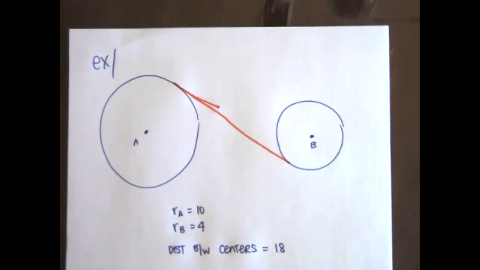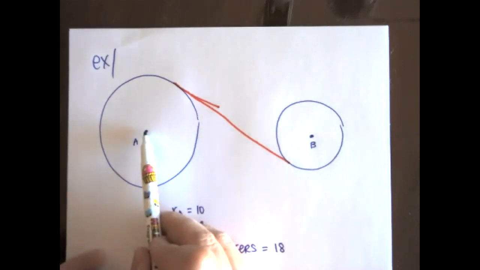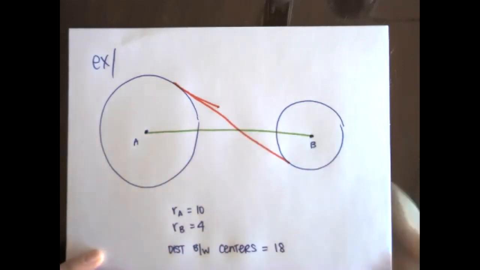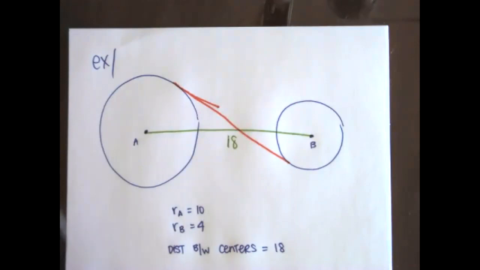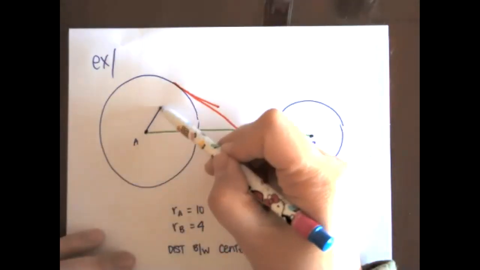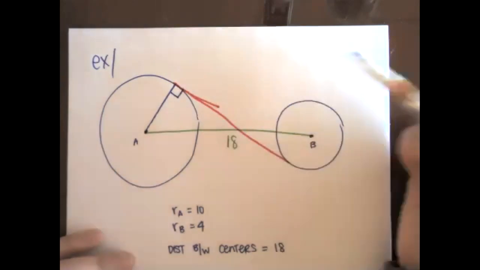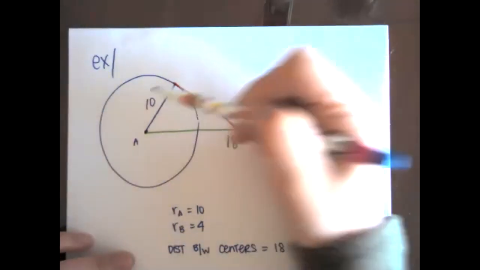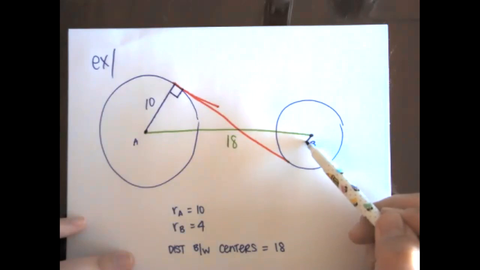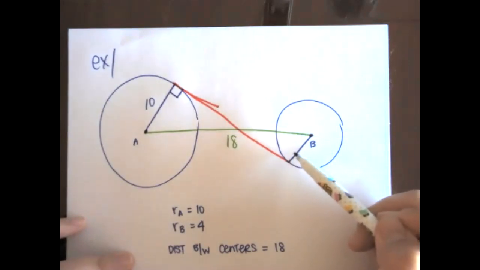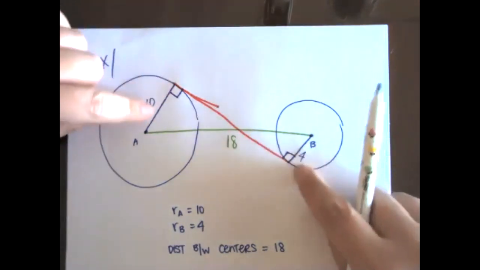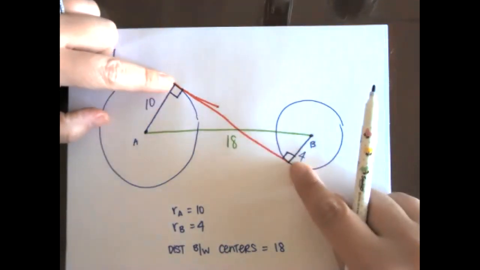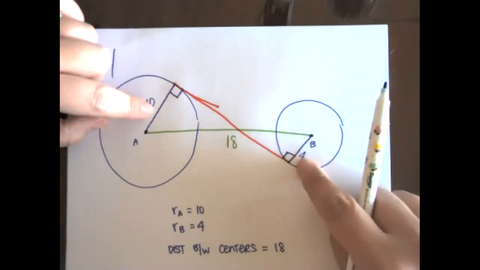So it does look different, but it's pretty much the same idea. We connect the centers, so A to B, and that's 18. Let's do radius to the tangent. Radius to a tangent, you create a right angle. That's 10. Radius to the tangent creates a right angle, 4. These are parallel because they're perpendicular to the same segment. So they are parallel.